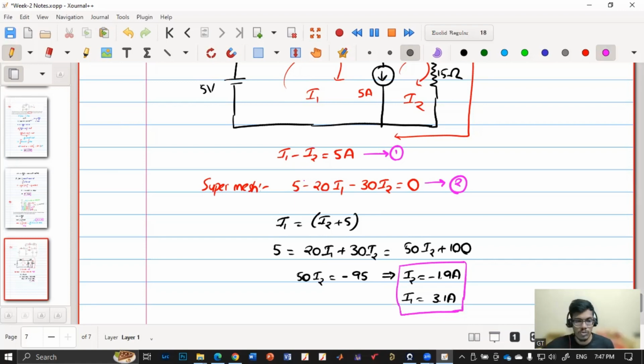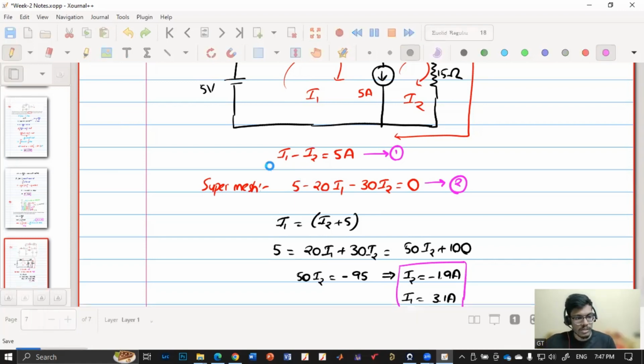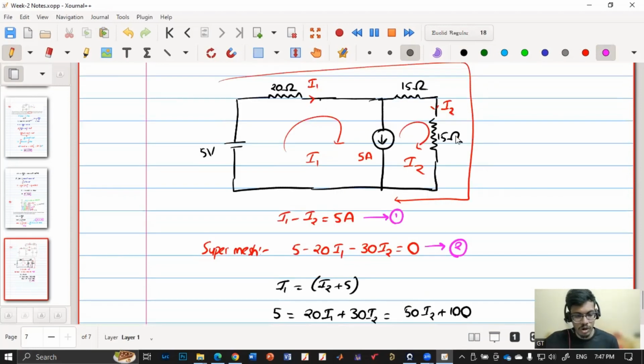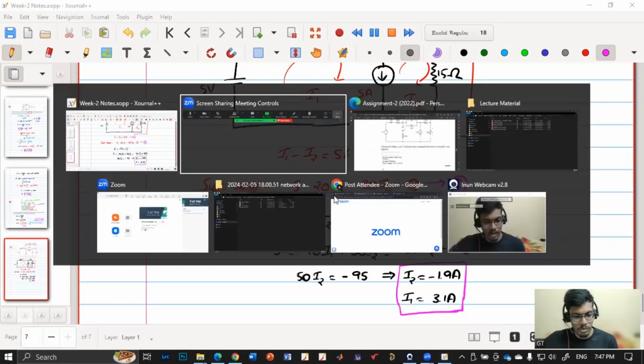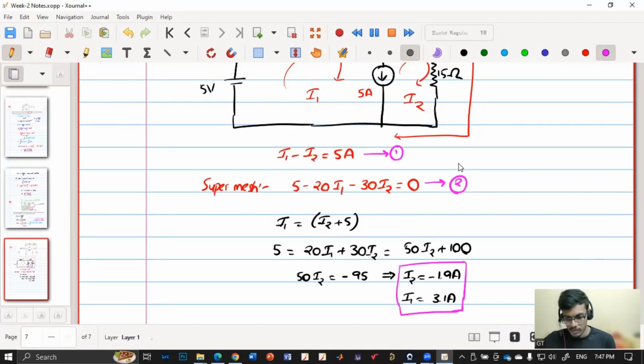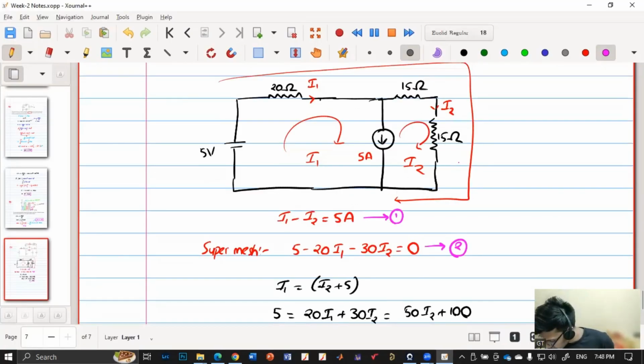So now I'll go to the question and see what they are asking. So the circuit is solved. I have I1 and I2, so whatever question they ask me, I'll be able to do. They're asking what is the Vx, right? This is my plus minus Vx. This is plus, this is minus. So I'll consider this to be ground.